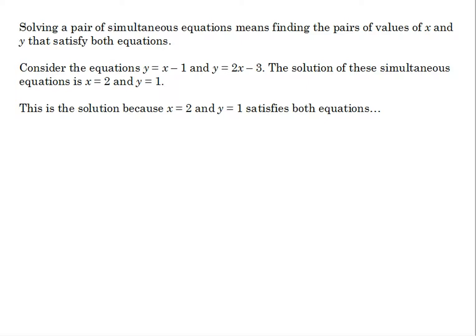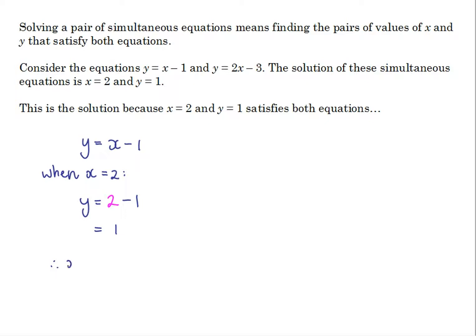I'm going to tell you that the solution of these equations is x equals 2 and y equals 1. That's the simultaneous solution. So for both of these equations, when x is equal to 2, y should be equal to 1. Let's just check that. The first equation is y equals x minus 1. When we let x equal 2, we get y equals 2 minus 1, so y is equal to 1.